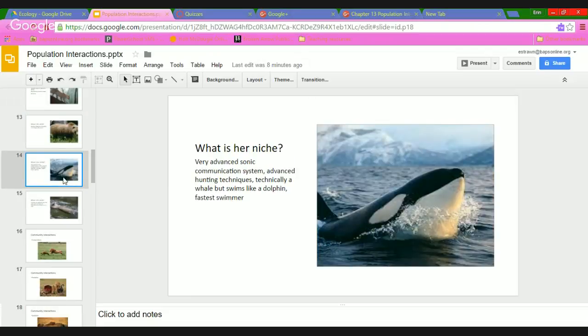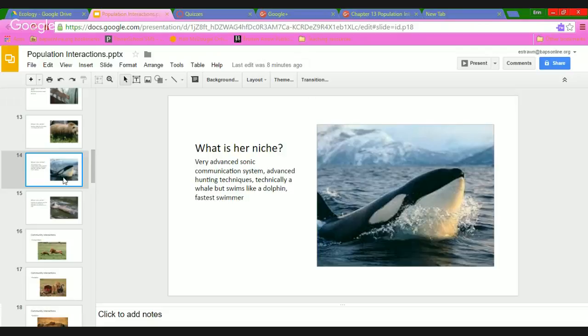The orca. Orcas are incredibly intelligent. One of the niche adaptations that orcas have is that they live in family pods. These pods can be anywhere from 8 to 20 individuals, and they work as a team. They have a very advanced communication method, and they're able to coordinate hunting and distribution of resources, so they can have very complicated hunting strategies.